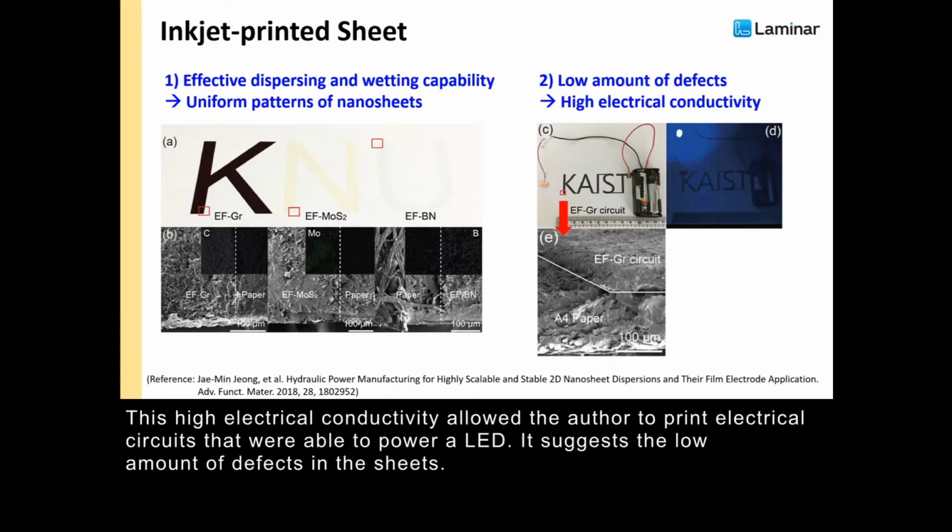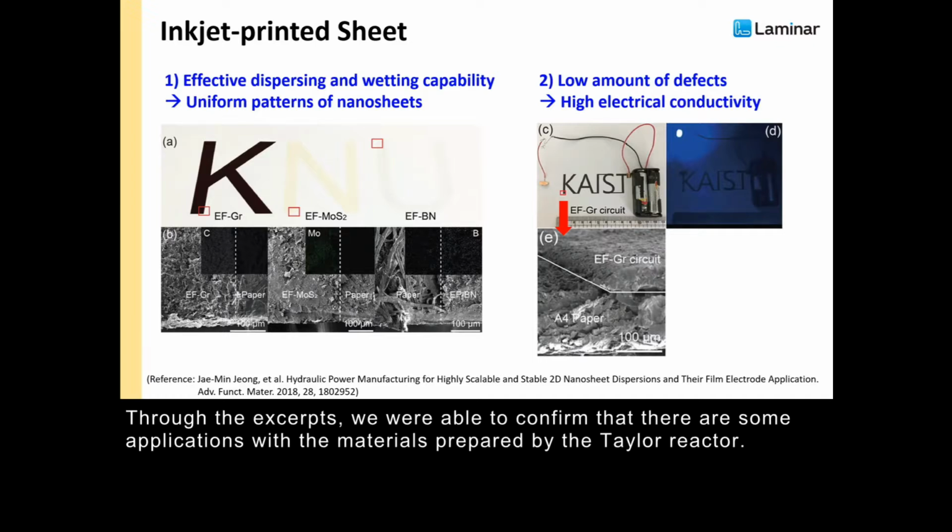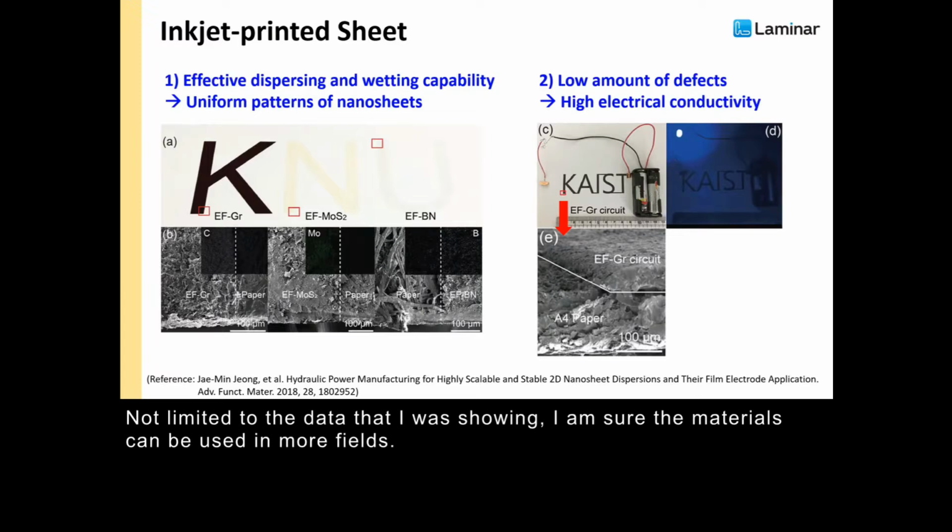This high electrical conductivity allowed the author to print electrical circuits that were able to power an LED. It suggests a low amount of defects in the sheet. Through the excerpts, we are able to confirm there are some applications with the materials prepared by the Taylor reactor. However, not limited to the data that I was showing, I'm sure the materials can be used in more fields.